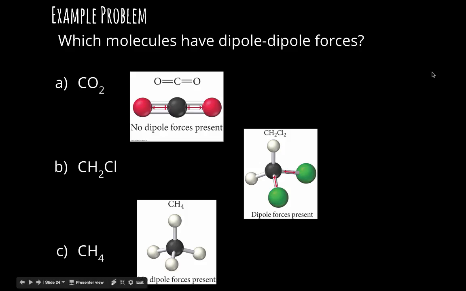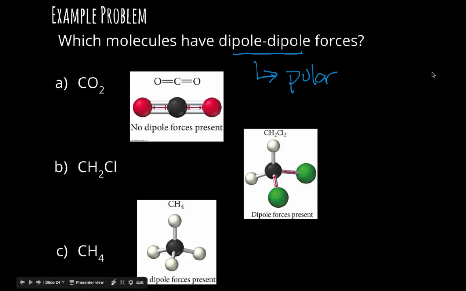All right, so let's look at a couple example problems here. So the first example problem says, which molecules have dipole-dipole forces? Now, the answers are given here, and I put those on there so you can see what the structures look like, because sometimes you have to draw structures to figure out whether something is polar or nonpolar. So if you have something that's dipole-dipole, you're looking for polar molecules.